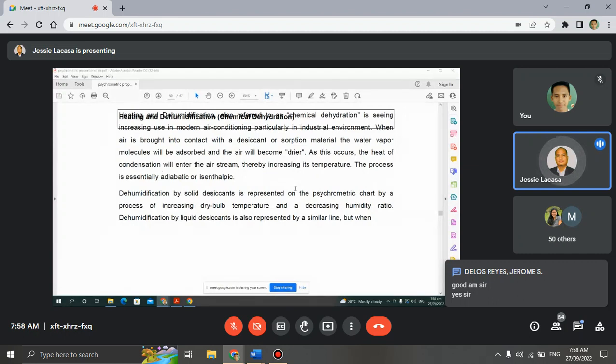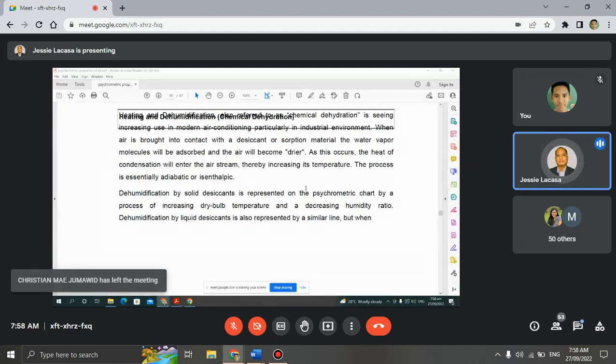So another psychrometric process of air conditioning is heating and dehumidification. It is increasing the air temperature and at the same time decreasing the amount of moisture content of the air, also referred to as chemical dehydration. It is seeing increased use in modern air conditioning, particularly in industrial environments.